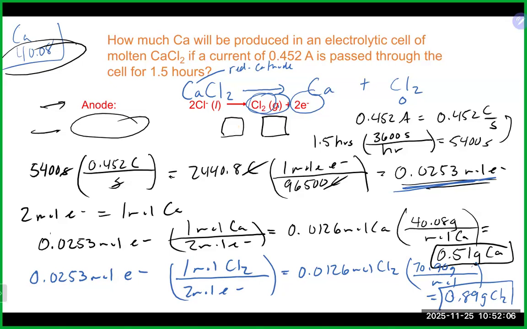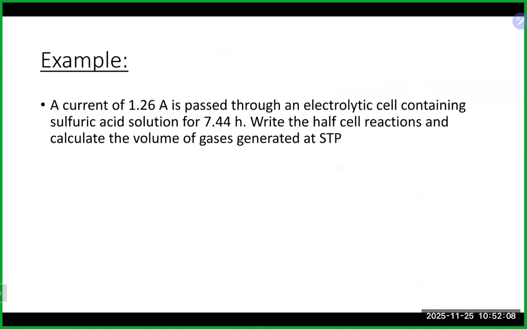All right, let's try one more here, which is our friend here. A current of 1.26 amperes is passed through an electrolysis cell containing sulfuric acid for 7.44 hours. Write the half reactions and calculate the volume produced at STP. Also a throwback, that is standard temperature and pressure. Hopefully you remember the temperature is 273 Kelvin. Pressure is 1 atmosphere at STP.